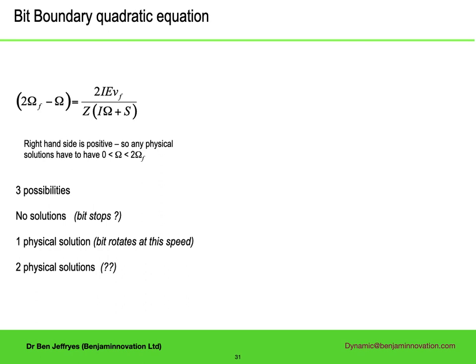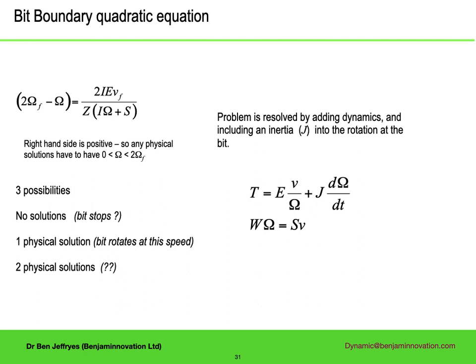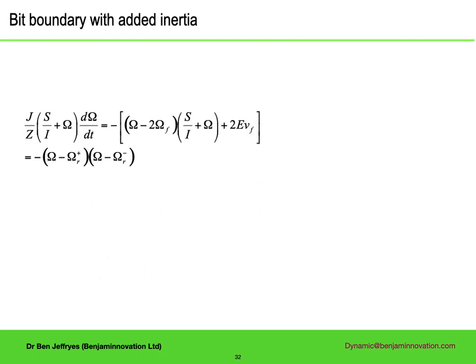I came up with this analysis many years ago, and it was a long time before I realised the answer, which is actually quite simple. We need to put in some dynamics, and we do this by adding some moment of inertia, J, to the bit. The torque equation now includes the change in bit inertia. We can now rearrange everything to write the bit rotational acceleration in terms of the two roots to the quadratic equation, omega r plus and omega r minus.